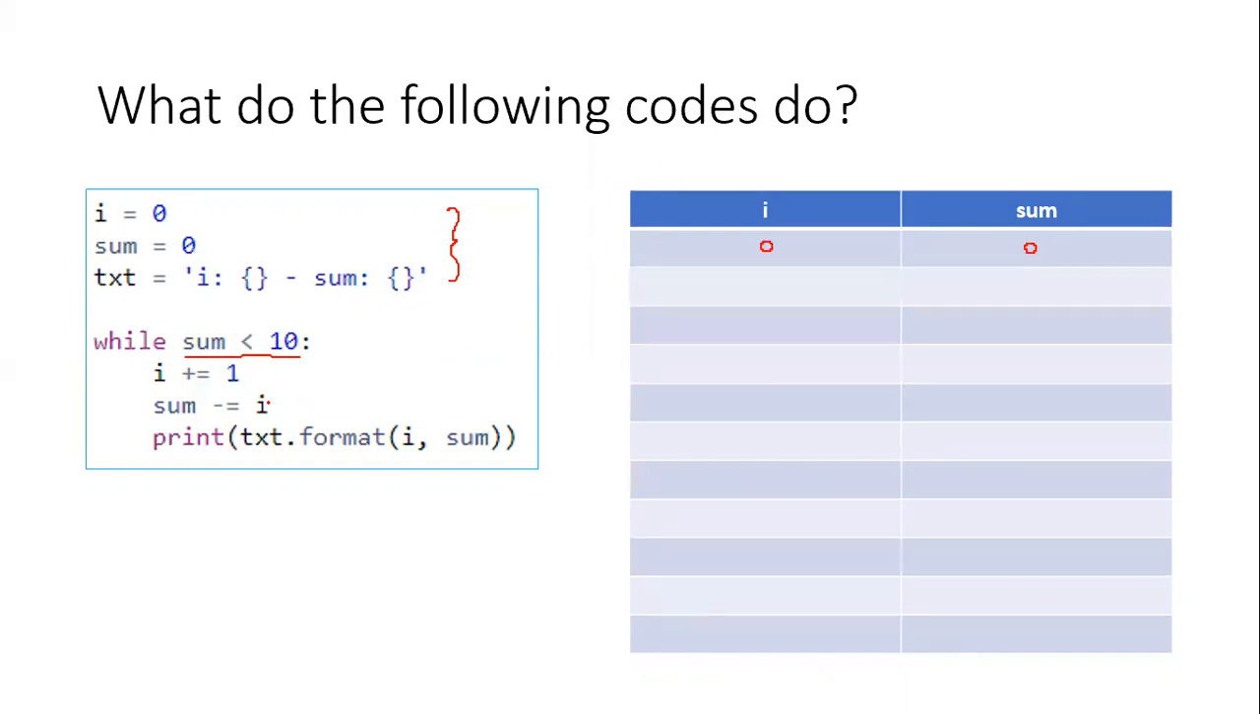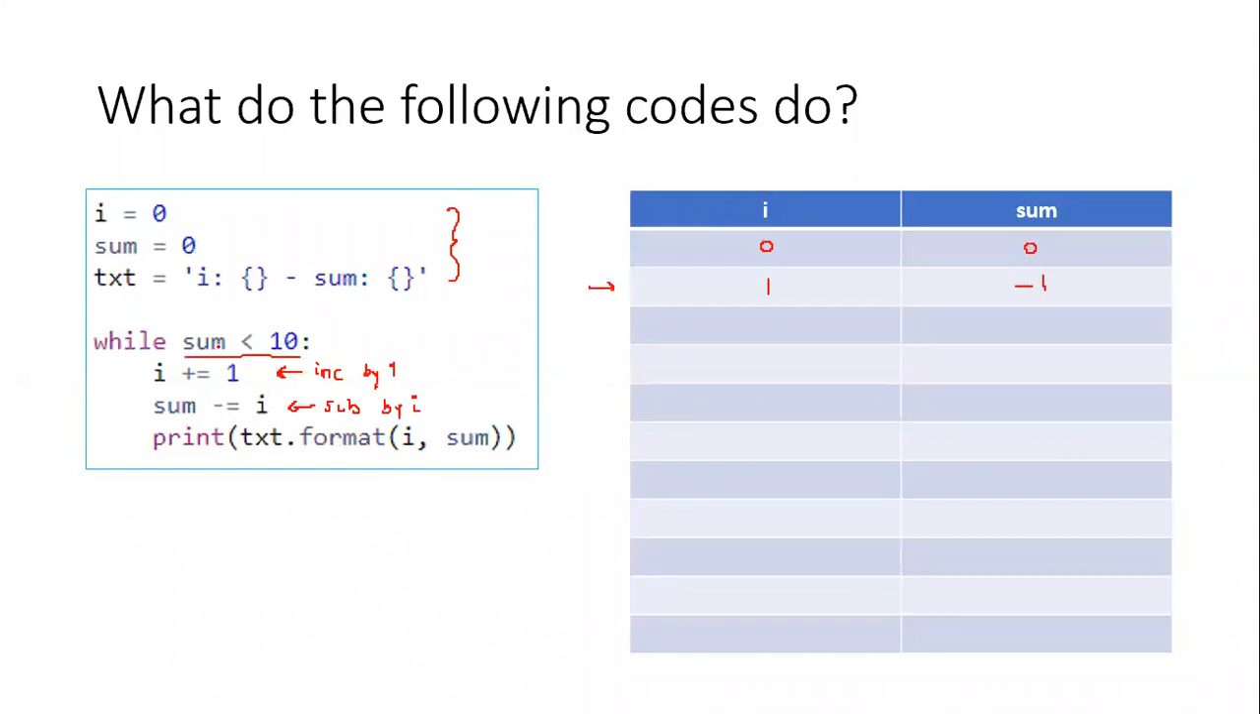So we know that I starts at 0 and sum starts at 0. So we're incrementing I by 1. That means that this is going to be 1. And to the sum, I'm subtracting I. So whatever the value I has, it's going to be subtracted. So I have 0 minus 1, that would be minus 1. Okay? So now I'm just going to print it, and then we're going to see something like this, right?